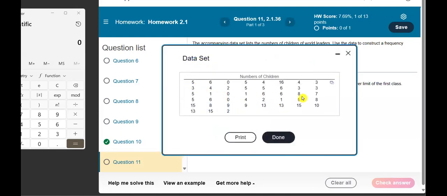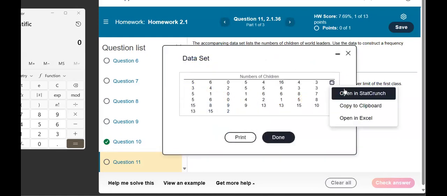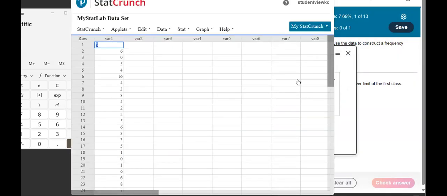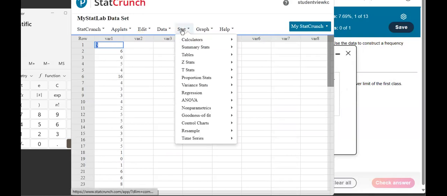So let's look at the data. Ooh, that's a lot of numbers. Let's go ahead and open it up in StatCrunch. Now you don't have to do what I'm going to do here, but I do recommend it. All of these are not in any kind of order, so I'm going to order them.